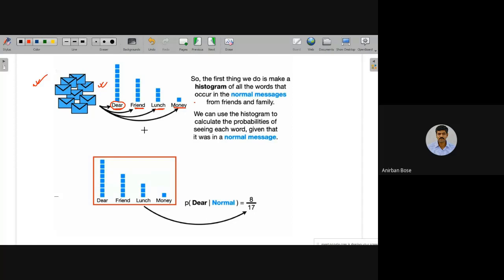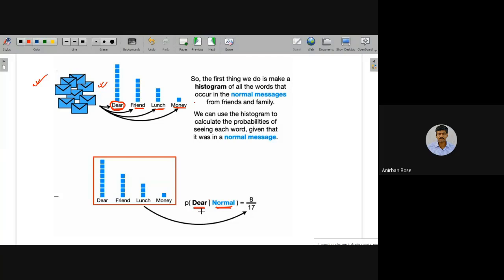Now we can use this histogram to calculate the probabilities of seeing each word, given that it was a normal message. So what we want to find out is the probability of getting the word dear in the normal emails, not in the spam emails. We want to know the probability of dear in normal messages. So we know that it is a normal message, then what is the probability that the word dear will come there? That probability we have to find out.